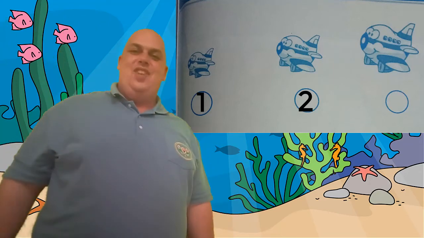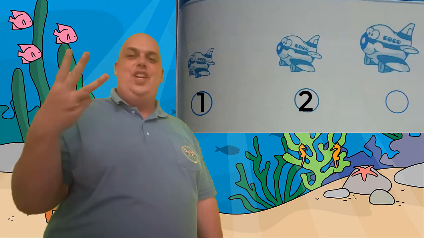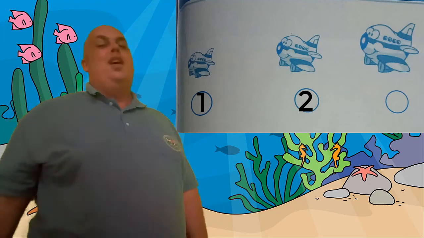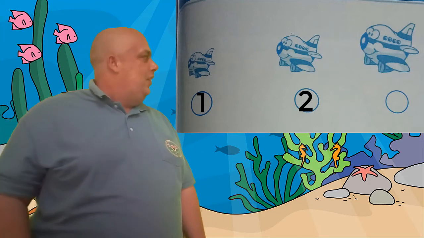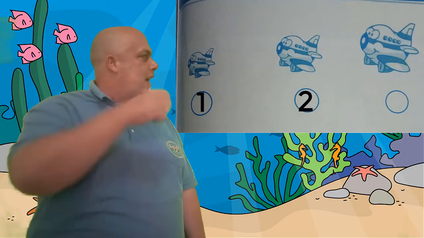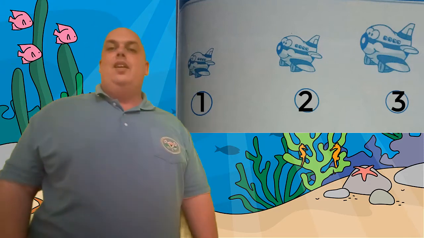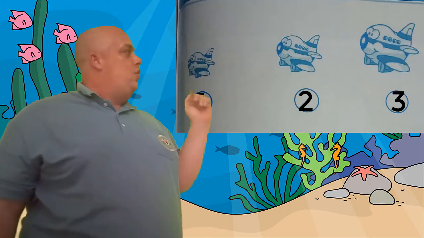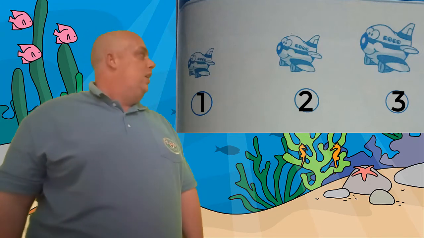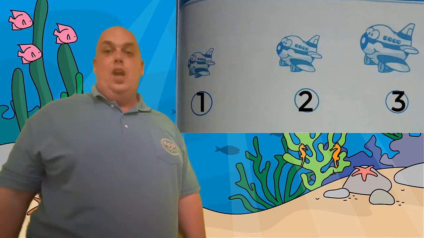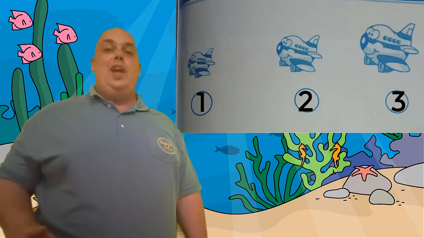No, the large one is number 3, of course. It's number 3. So the last airplane, we're going to write number 3 just like that. Okay, so make sure you copy this in your book. 1, 2, 3. Yes. But only write 1, 2, 3 for the airplanes.